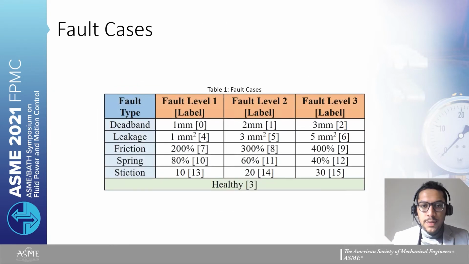There are a total of 16 fault cases that are simulated. The fault types include deadband, leakage, friction, spring, stiction, and the healthy case. Each of the fault types have three different levels of faults, and they're labeled as fault level 1, fault level 2, and fault level 3.